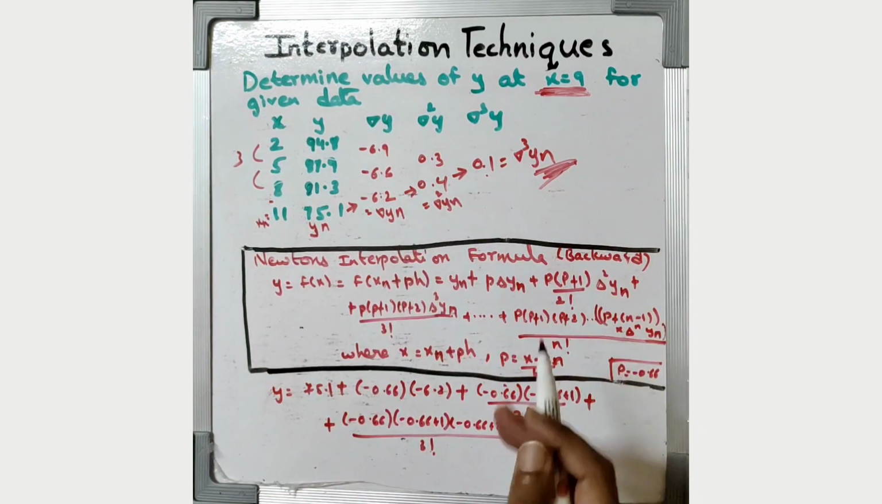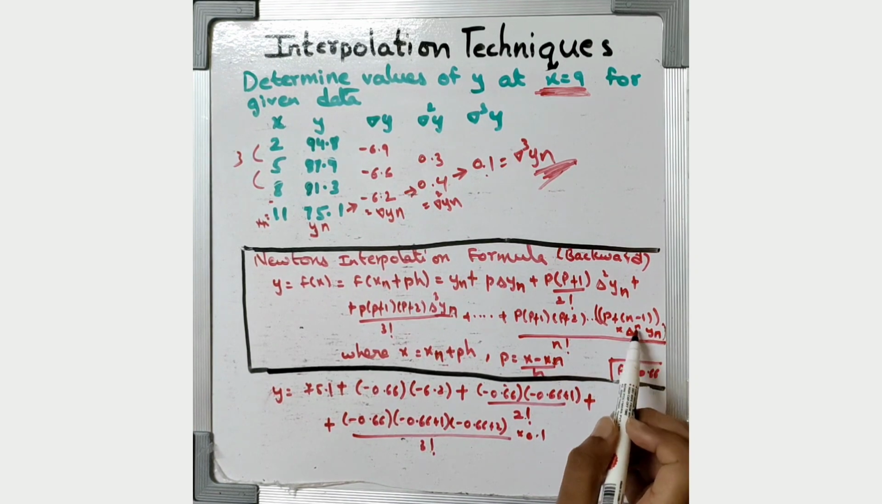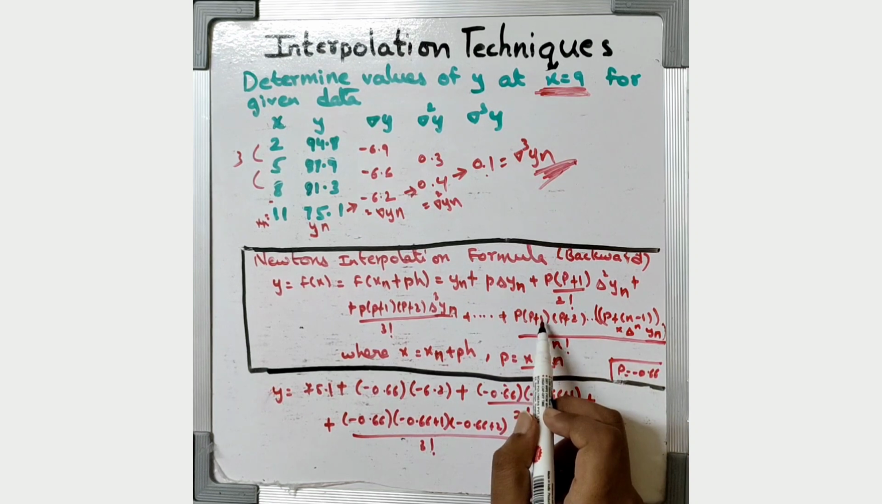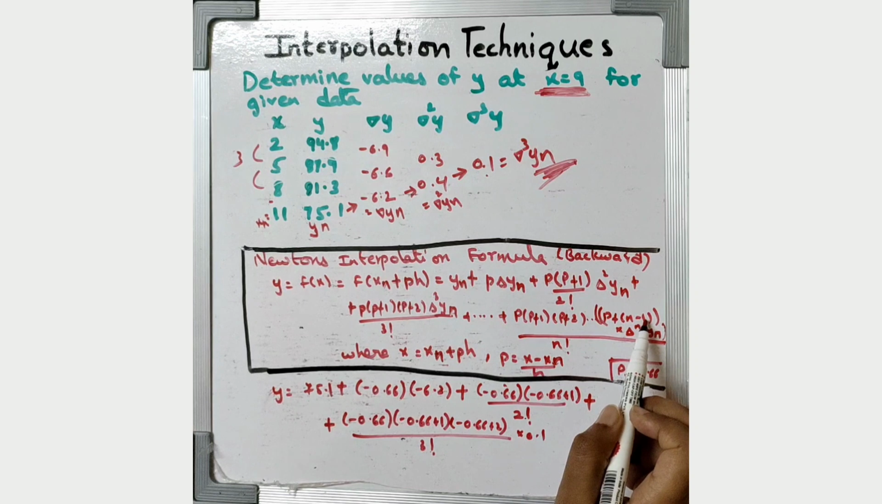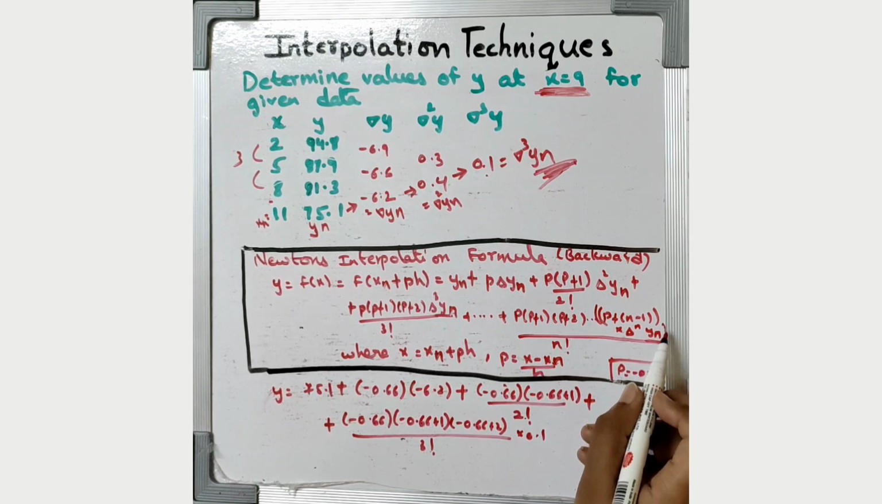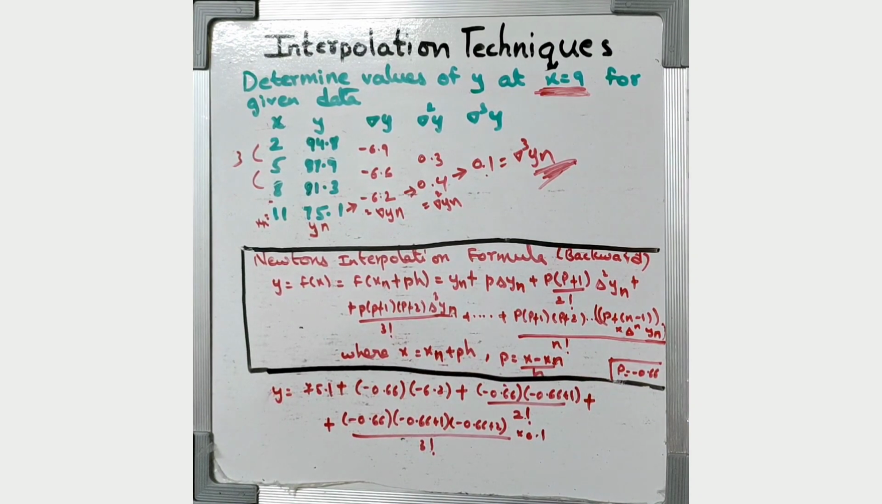If you have a fourth one, you just have to substitute here, that is n equals 4. And here again n equals 4, that is p into p plus 1 into p plus 2 into p plus 3, since 4 minus 1 is 3, into del power 4 yn. You just have to substitute in this formula and calculate.